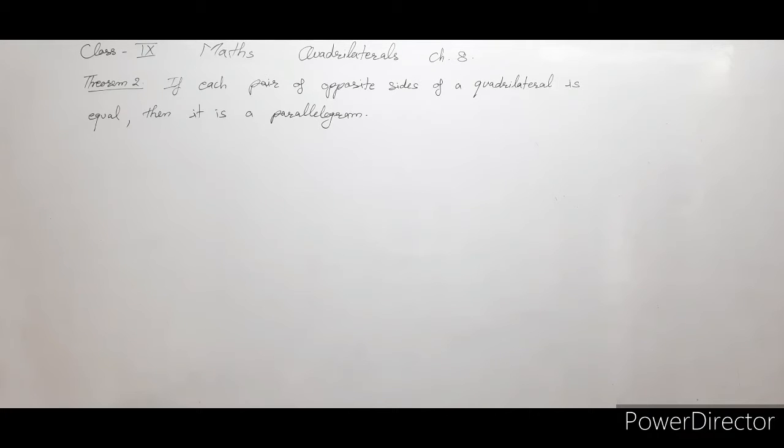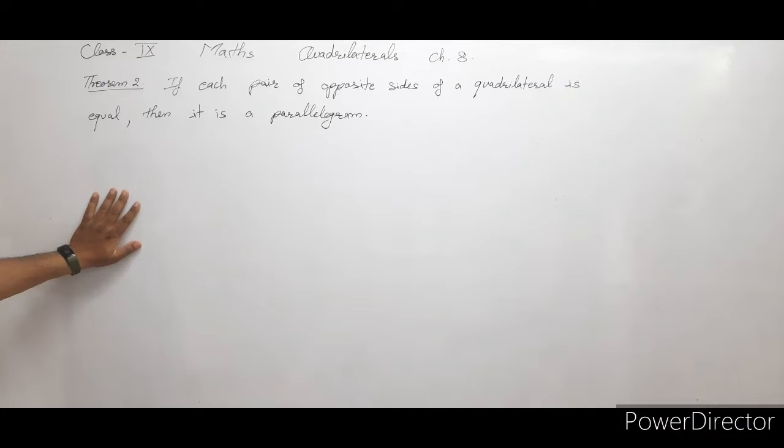If each pair of opposite sides of a quadrilateral is equal, then it is a parallelogram. We will use this concept in further concepts also. So if each pair of opposite sides of a quadrilateral is equal, then it is a parallelogram.